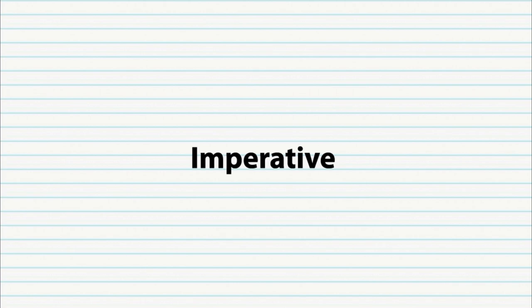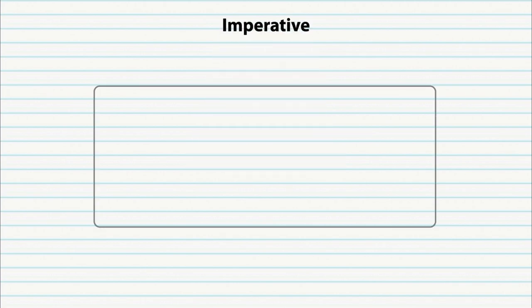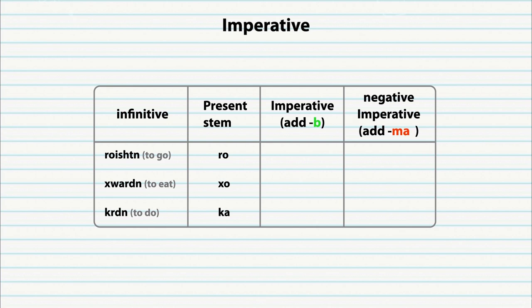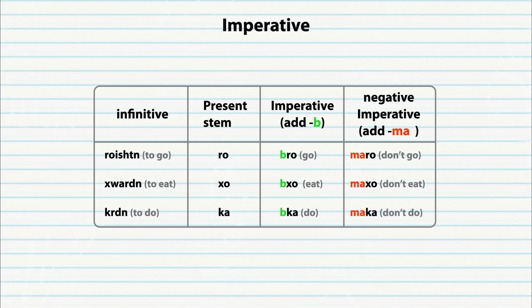Imperatives are made by taking the present stem and adding b in front of the present stem. For example, bro, bkho, bka. To make the negative imperative, simply change the b to m. For example, maro, macho, maka.